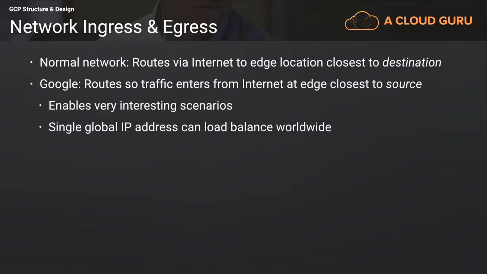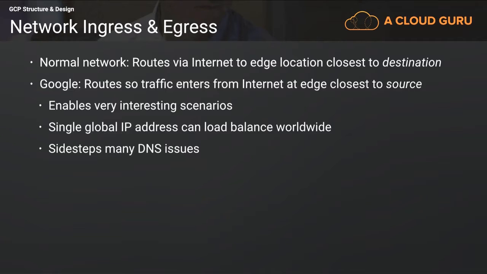For example, you could have a single global IP address that could load balance across all of your servers worldwide. When someone goes to that IP address, they would generally hit the server that's closest to them physically, so they'd get really fast responses. But if that close server or region is overloaded, it can just load balance some of the traffic to another region at a slightly higher latency.